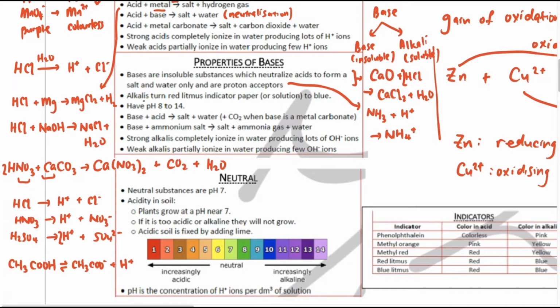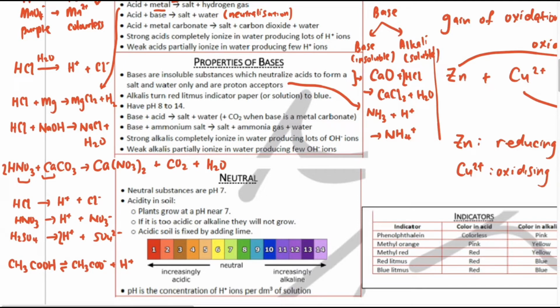Okay, so alkalines. In the southern region they use the term alkalines. Alkaline is the soluble type of base. So the base itself has insoluble and soluble types. Alkaline is the soluble type of base. So alkaline turns red litmus indicator paper or solutions to blue. So you have to remember, acid turns the litmus paper from blue to red, but alkaline turns the litmus paper from red to blue.